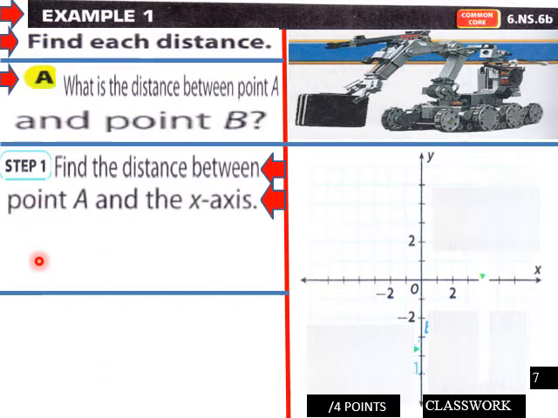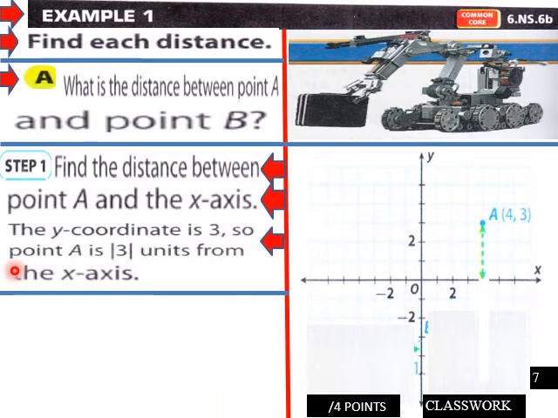Find the distance between point A and the x-axis. So here is point A and the x-axis here. So what is the distance here between here and here? The x-axis and point A. The y-coordinate is 3, so point A, in absolute value, is 3 units from the x-axis. You're 3 units up here.